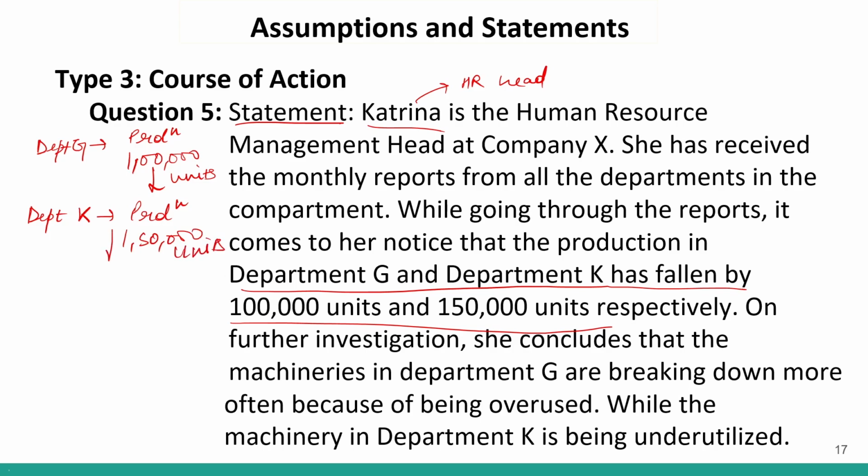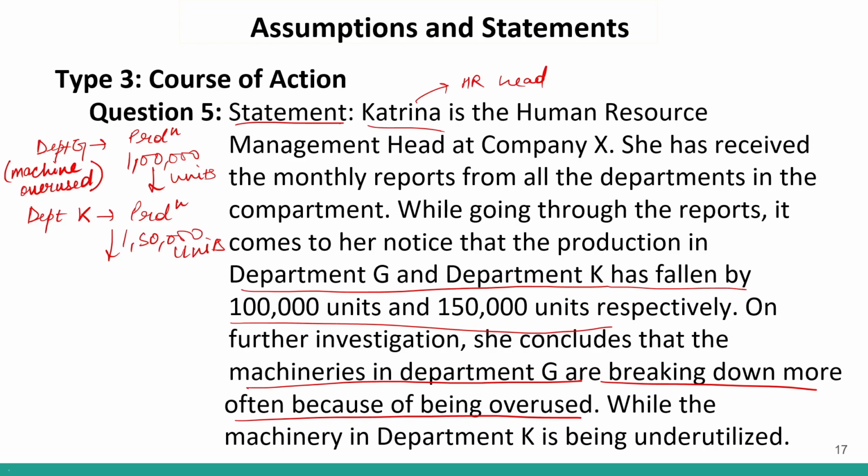Now, on further investigation, she concludes that the machineries in department G are breaking down more often because of being overused. So the reason for production going down in department G is machine overuse. The machines are being overused and that is why they are breaking down, and hence the production has fallen.